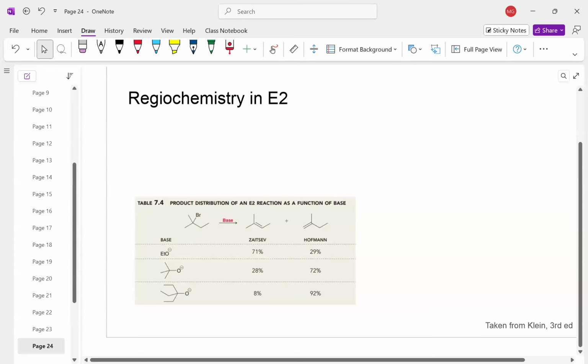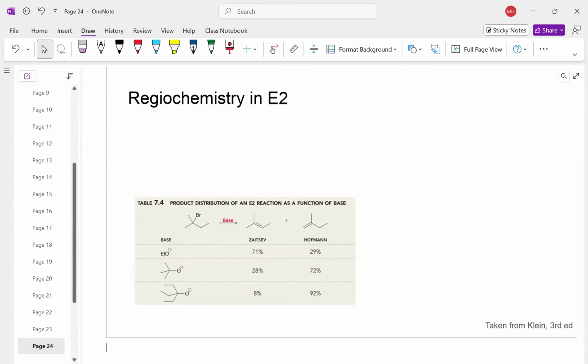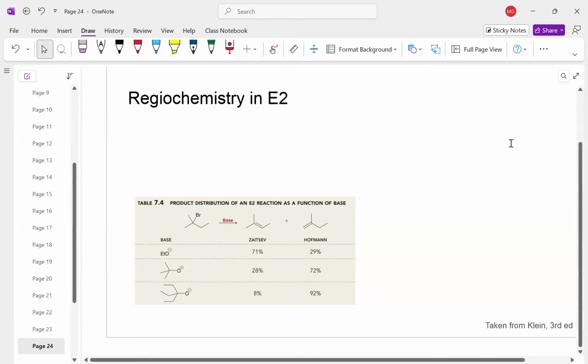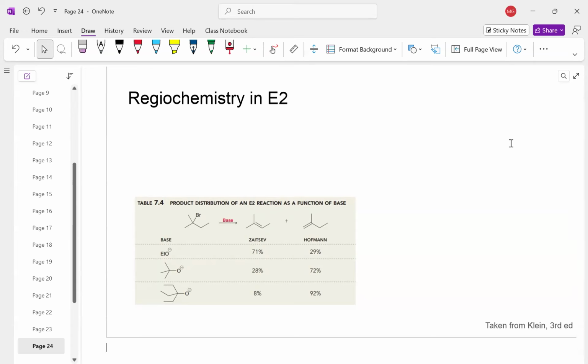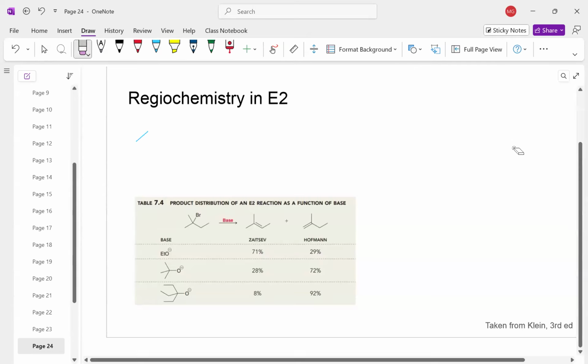All right, so now that we have a little bit of an introduction to elimination and to alkenes in general, let's talk about some unique situations that happen when it comes to elimination reactions. We did not see this in SN2 reactions because the nucleophile would always replace the leaving group on the same exact carbon. But an interesting thing happens when we now go to E2.